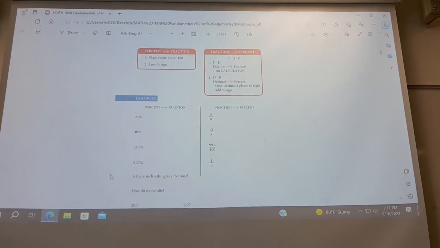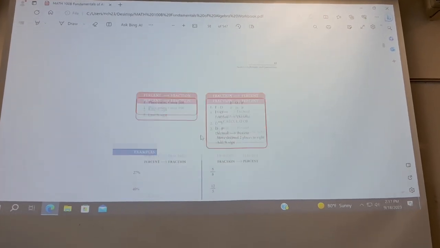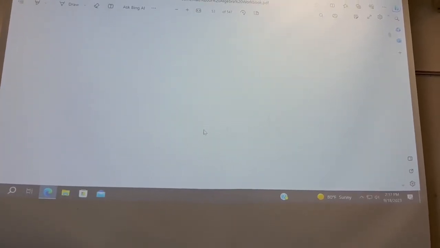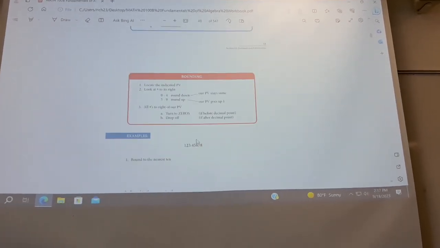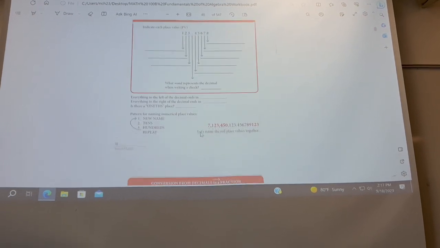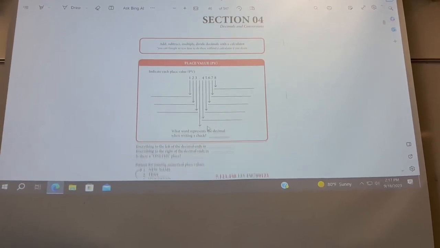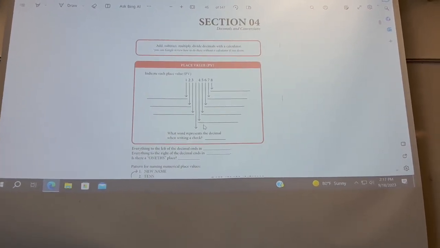So we're going to cover two sections today. We'll have two sections of homework tonight, and it'll be super easy homework. Not a lot of work to show. Section 4 is titled Decimals and Conversions.